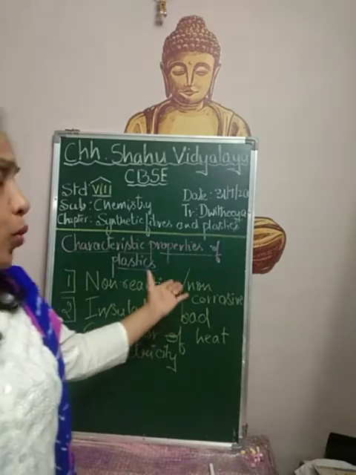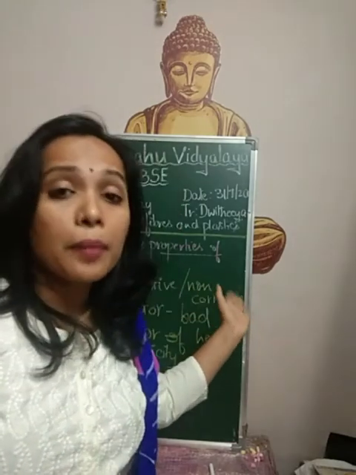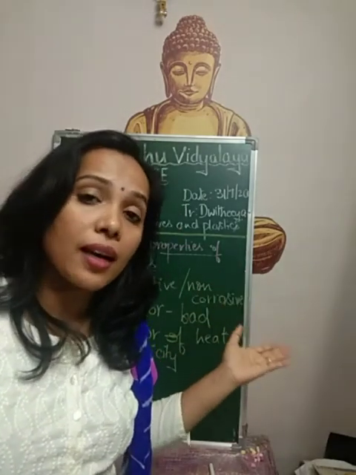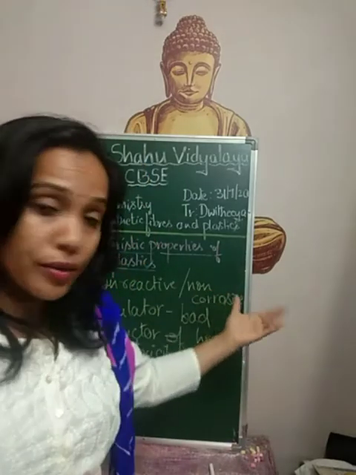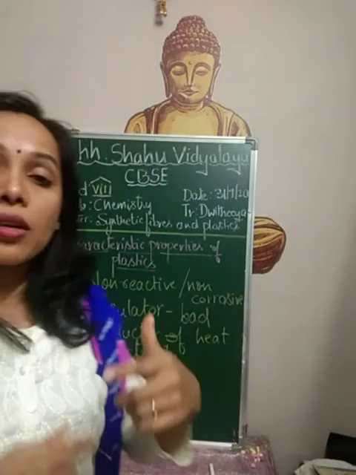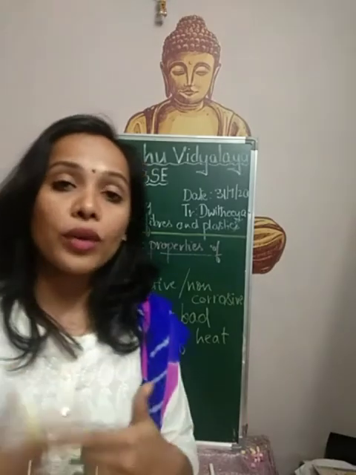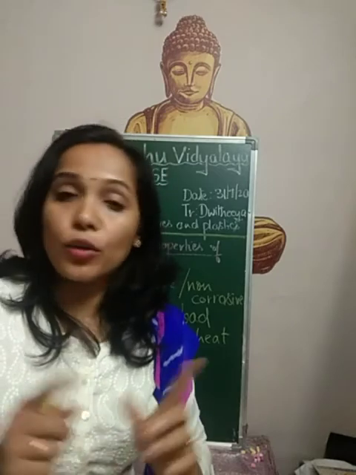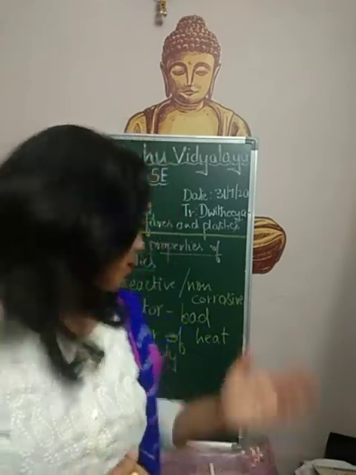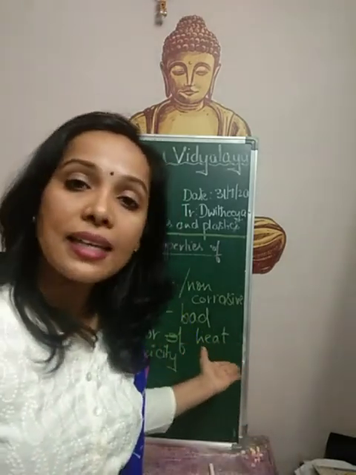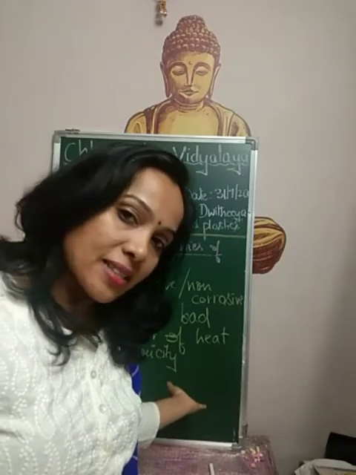They might ask why food materials are preferably stored in plastic. So, you can say because they are non-corrosive and non-reactive. Why we use plastic overcoating or a coating on electric wires? Why we use switchboards made up of plastics? Because they are bad conductors of heat and electricity would be the answer.